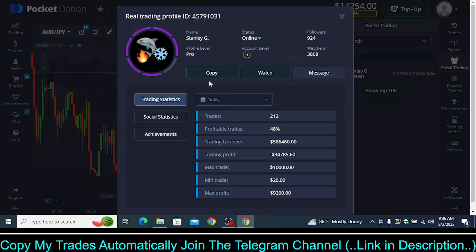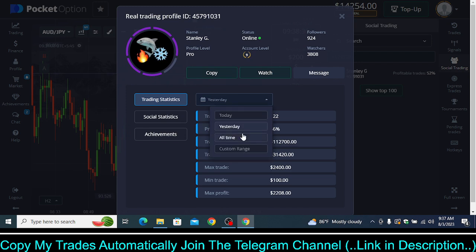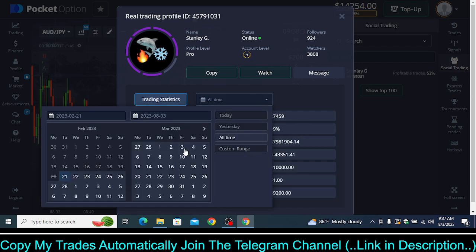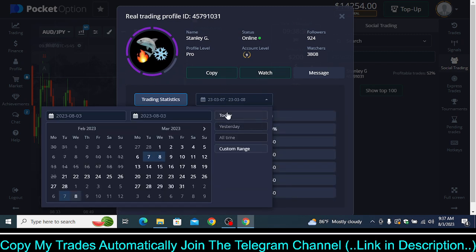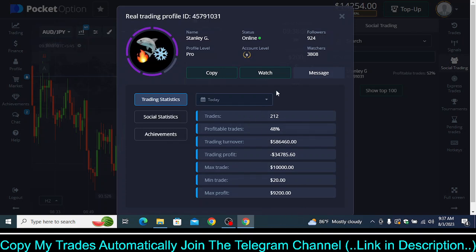And then you will see copy here. You can see the statistic of today, yesterday, all time. If you do custom range, you can see any date that you want, like 7 and 8. In this way you can see, and if you again do today, it will be here.